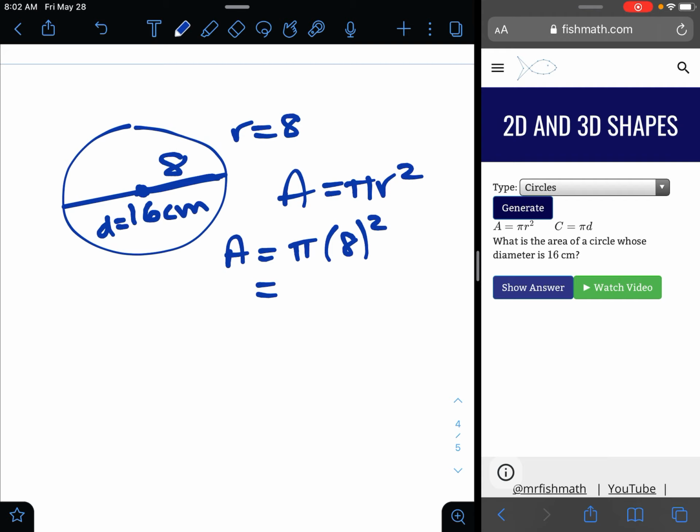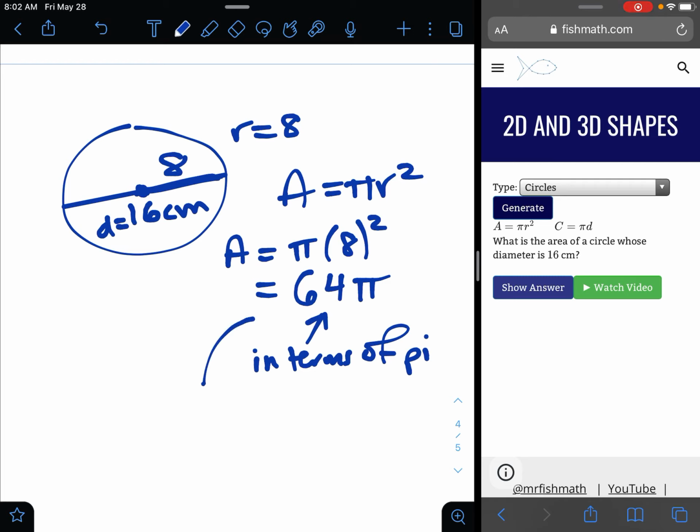You type in 8 squared into your calculator or do it in your head. 8 times 8 is 64. This would be 64 pi for in terms of pi. That again means that pi is in the answer. And then if you wanted to round this, or we were told to round this, we would just type into a calculator and get an approximate answer. It would be 201.0619298, and again that would keep going forever.